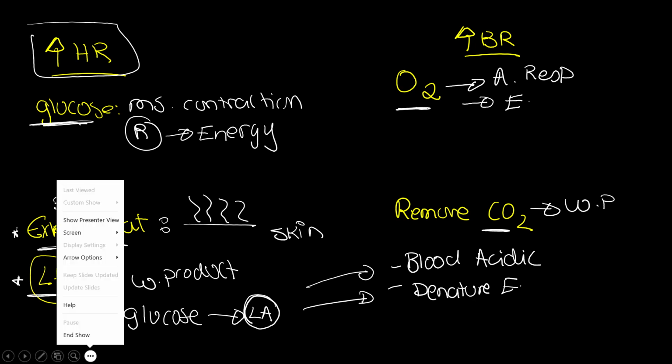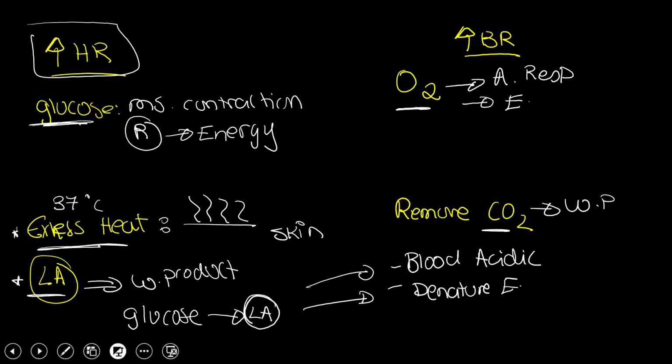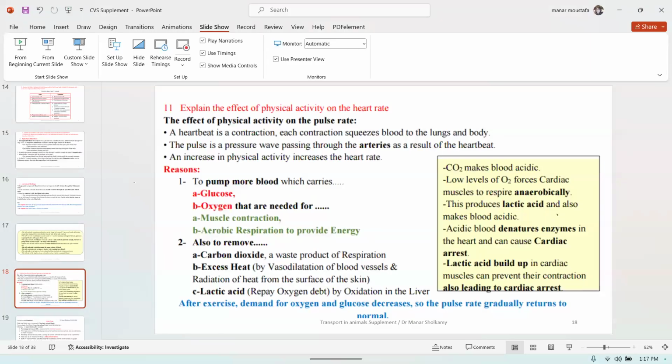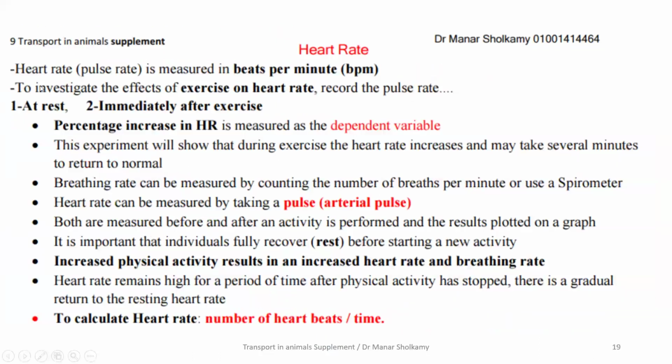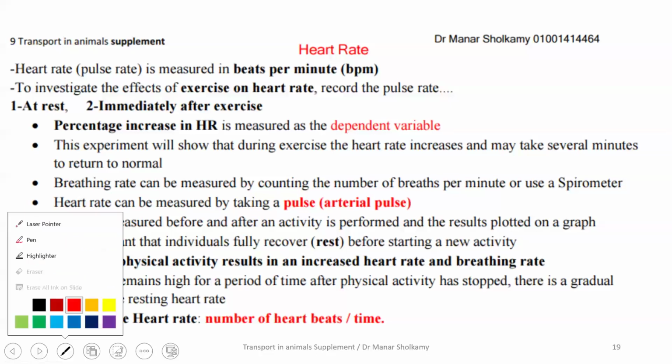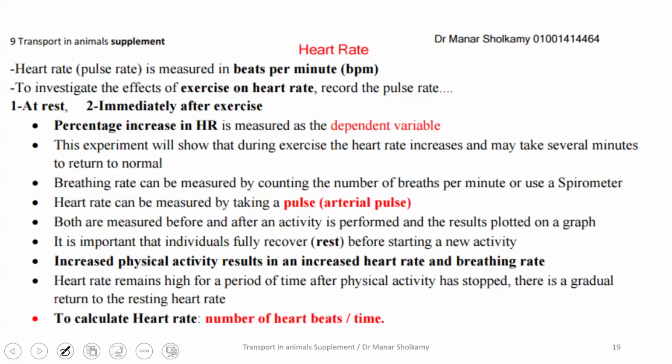So I hope this objective now is clear. Okay? Where am I? I am here. So objective 11, this is a very common one. I hope it's clear. Okay? Now, this here is heart rate, or the transport in animals lesson, paper 6. In paper 6, there are a lot of questions about the transport in animals.